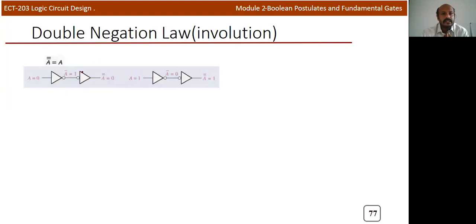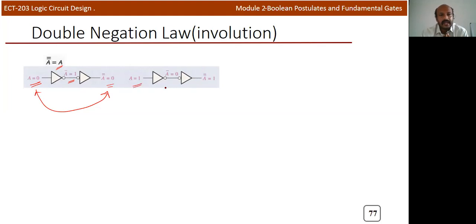And this is double negation law or involution law. Actually, we are performing NOT operation twice. A bar, then one more bar, which is equivalent to A. Two times we are performing the NOT operation. For example, here A is equal to 0, and if you perform NOT operation once, you will get 1. And again, you are applying this input to another NOT gate, so you will get 0 here. So these two we check.